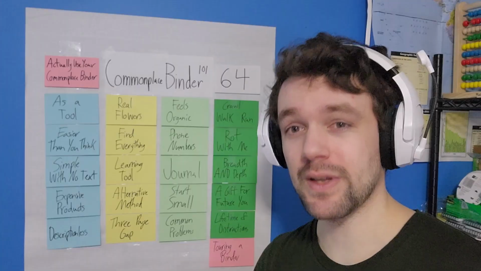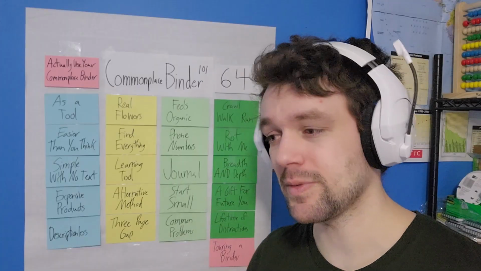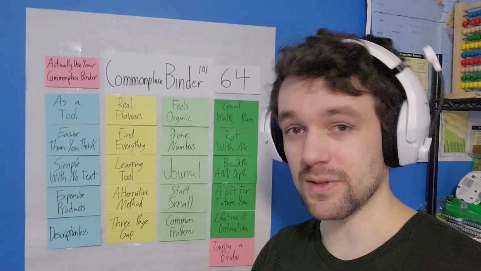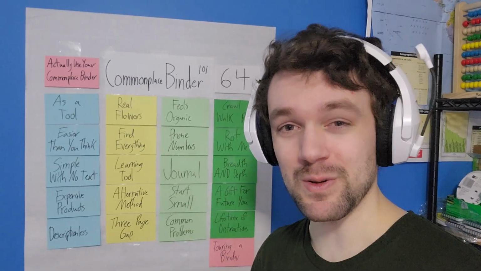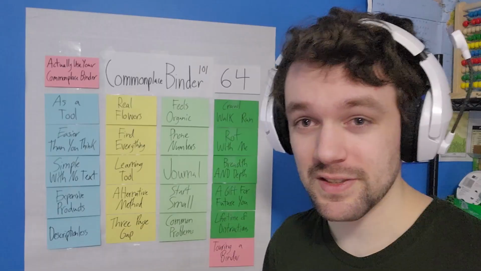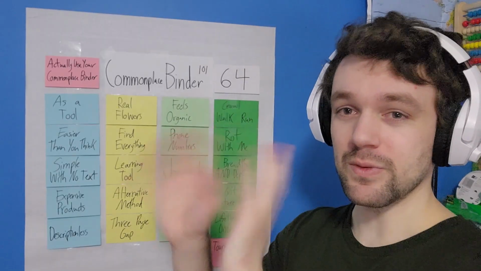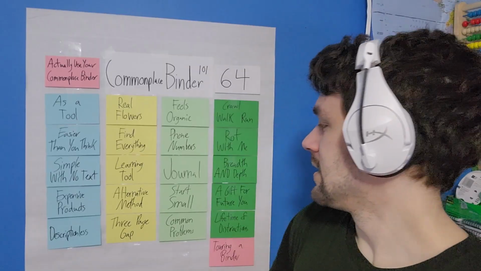Alternative method. So a Commonplace binder is different than a Commonplace book. By the way, that was this finger. I just realized I was looking away from the screen, and that might look a little weird. This is not an alternative signal or symbol or anything. I'm just somebody who waves their hands around while they talk.